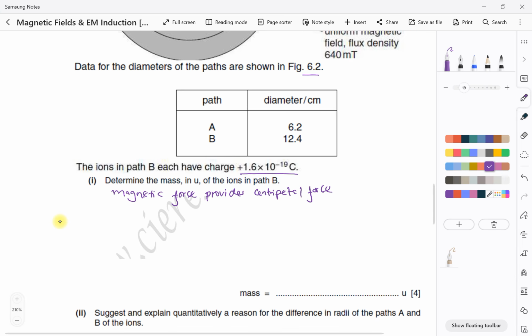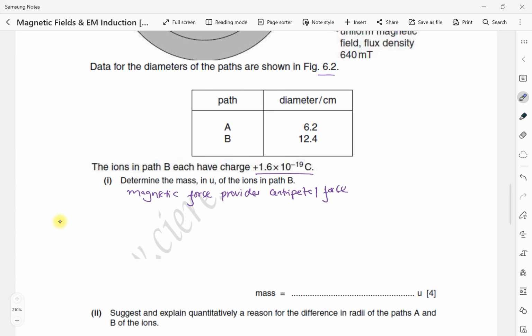The magnetic force provides centripetal force. So I'll just equate BQV to mv squared over r. This implies that m equals BQr divided by v, and we can substitute.